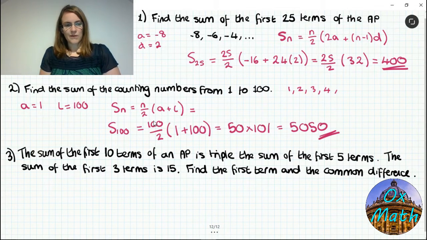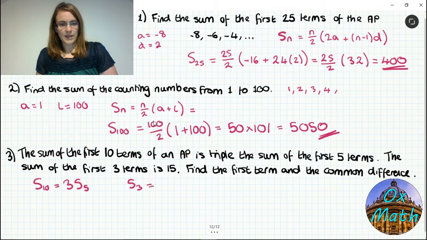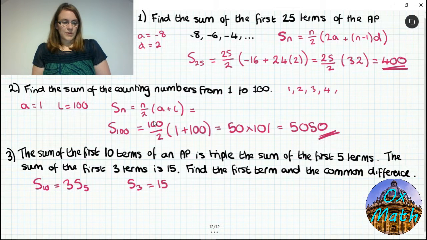My third question then, this time we are told some relationships, so we need to set up some equations first. So firstly we're told that the sum of the first 10 terms, which is S10, is triple the sum of the first 5 terms. So we know that that's 3 lots of the sum of the first 5 terms. We're also told that the sum of the first 3 terms, so S3, is equal to 15. So this looks quite tricky, but let's see what we can do with this information.